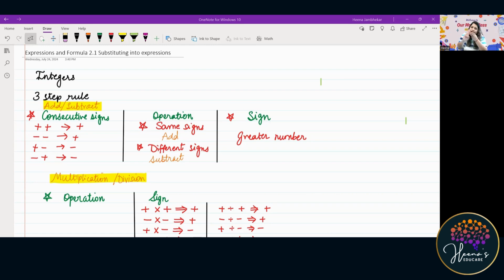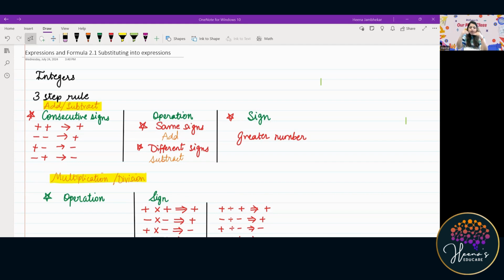This three-step rule I always call the COS rule. C stands for the consecutive signs, O stands for the operation, and the S stands for sign. Consecutive signs: plus plus, minus minus, plus minus, minus plus. Operation: whenever you see same signs, you're going to add. Whenever you see different signs, you're going to subtract. The third step is the sign. The sign should always be of the greater number. That was about addition and subtraction.